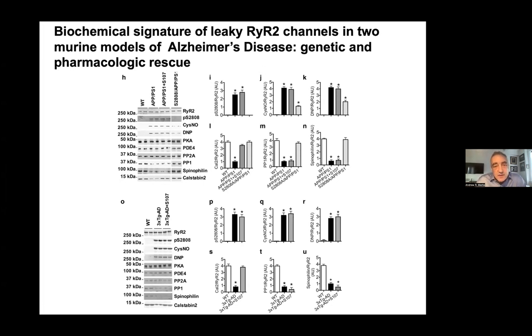We could also fix the leak by crossing the mice with a knock-in of an alanine residue into the PKA site at serine 2808. So a single amino acid substitution in the ryanodine receptor prevented the leak in the channel. And so there's both genetic rescue and pharmacologic rescue.